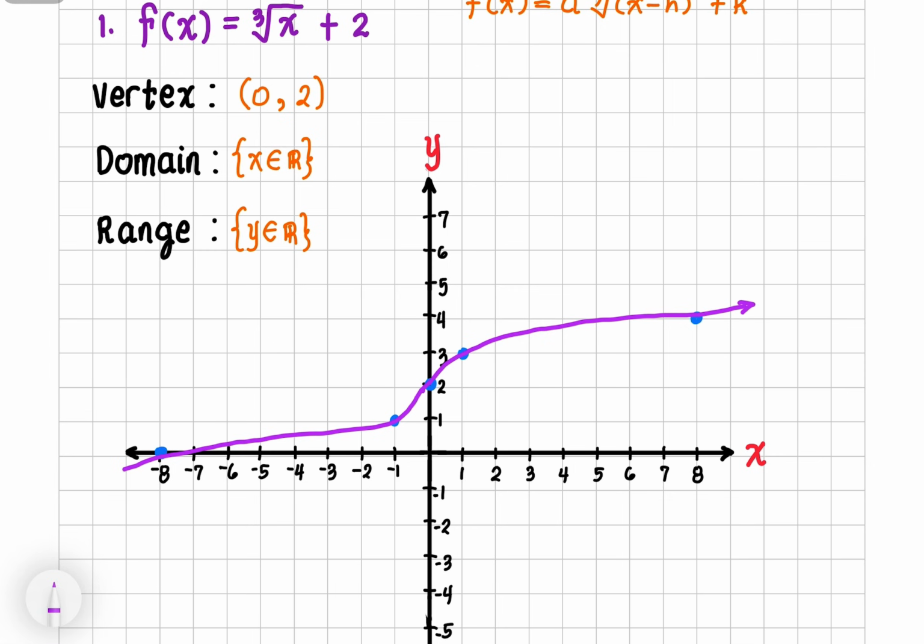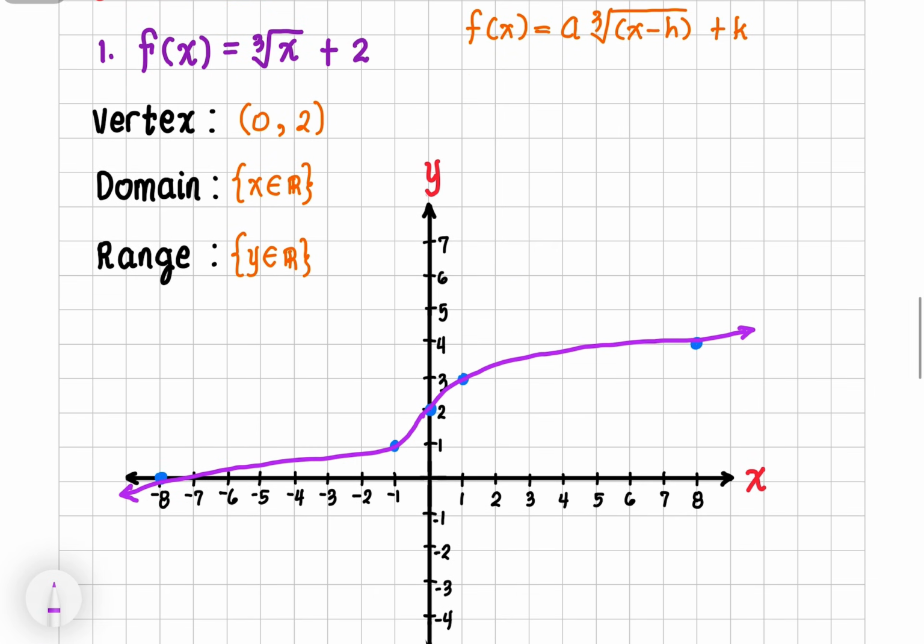So, this is how our graph looks like. If we observe, since we have h and k here, we have the value for our y, which is positive 2. So the vertex, the turning point, is up here. It is not at the origin. As I mentioned earlier, the vertex is not always at the origin. This is the graph of f of x is equal to the cube root of x plus 2.